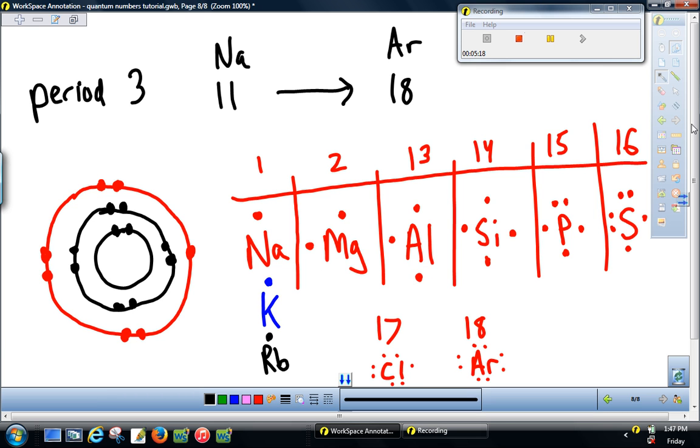So that is it for Lewis dot diagrams, or electron dot diagrams. So that's it for Unit 4.